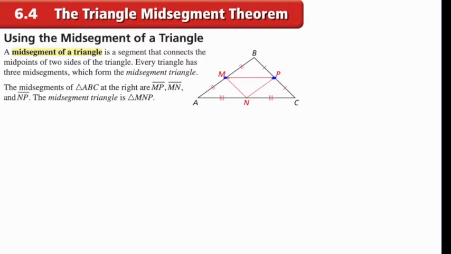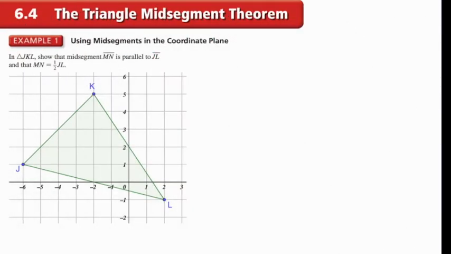In this drawing, we see that I'm highlighting MP. M and P are both midpoints, and we know this by the congruent marks on each of their sides. And since they're midpoints, when you connect them, you create a midsegment. Every triangle has three midsegments, and if you draw all three of them in, you get what is called the midsegment triangle. So we can begin with a coordinate plane example.